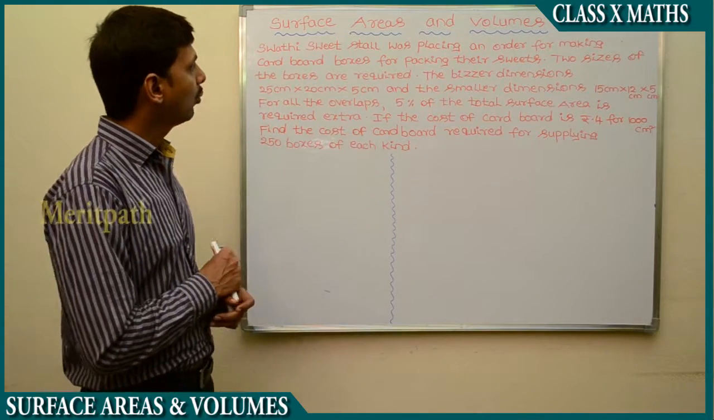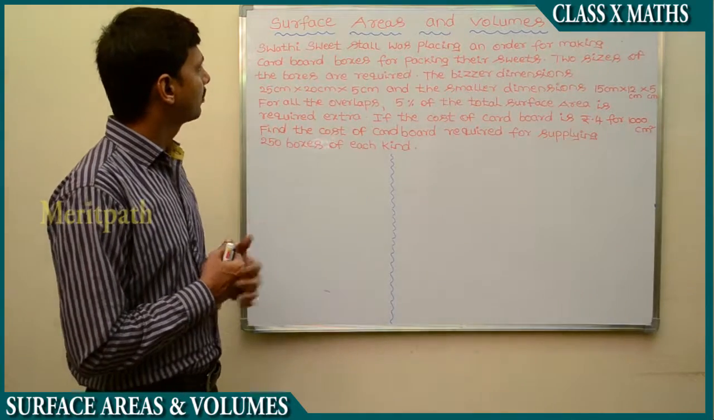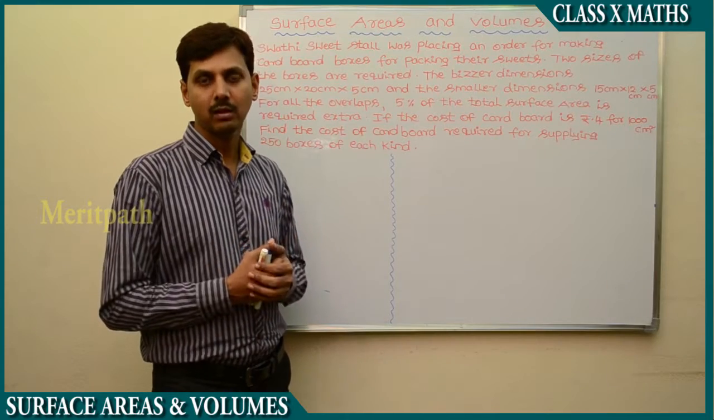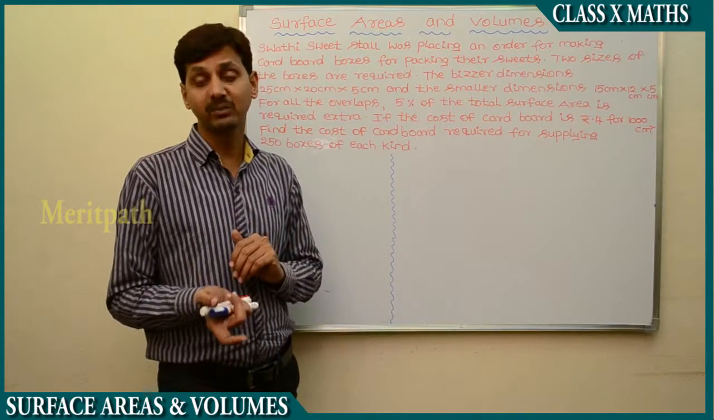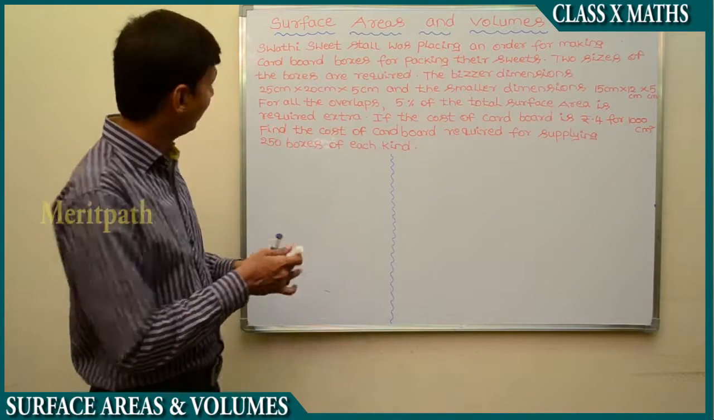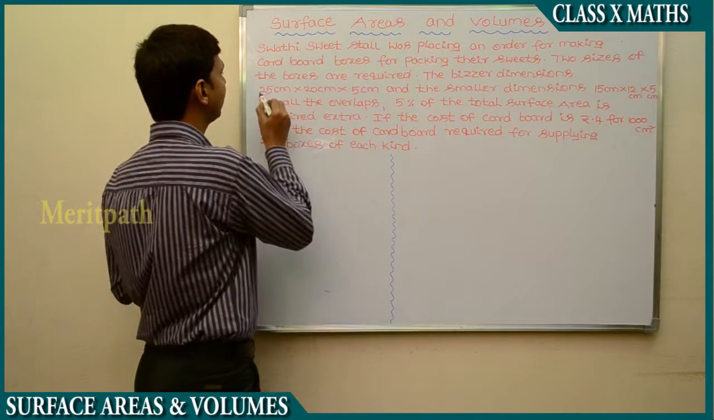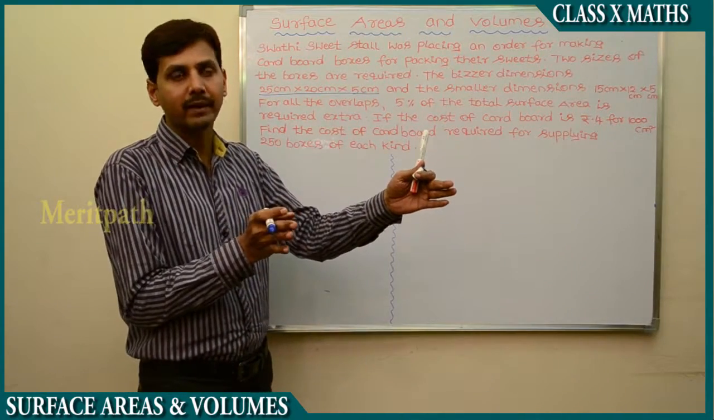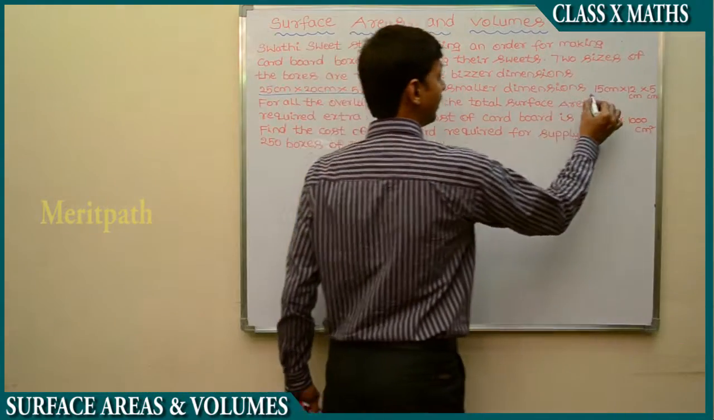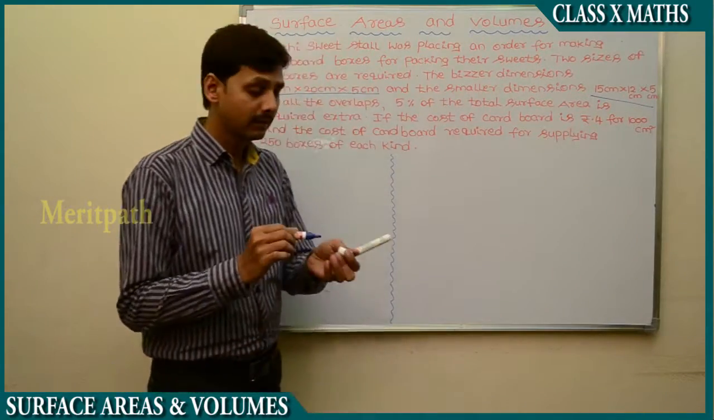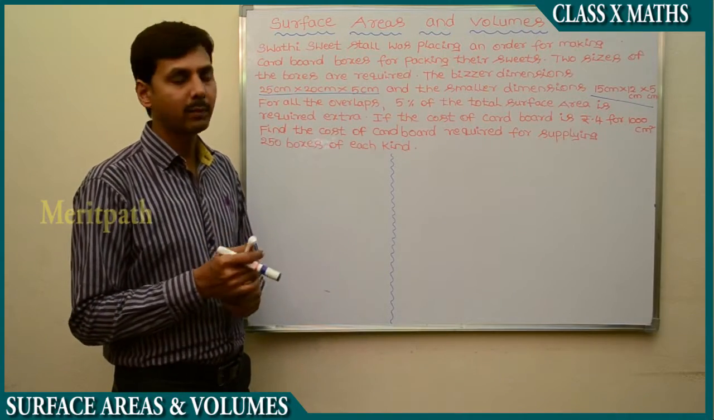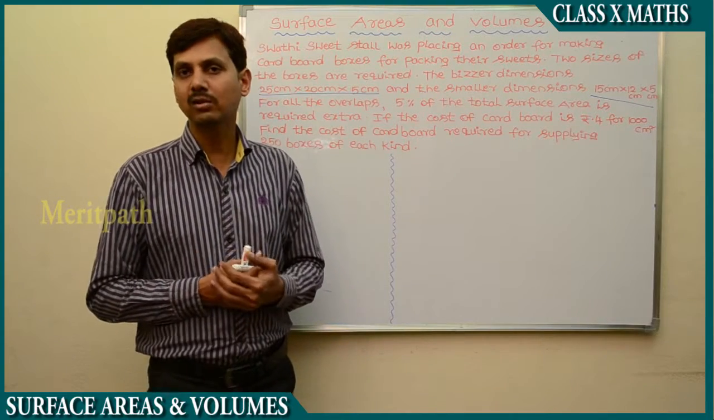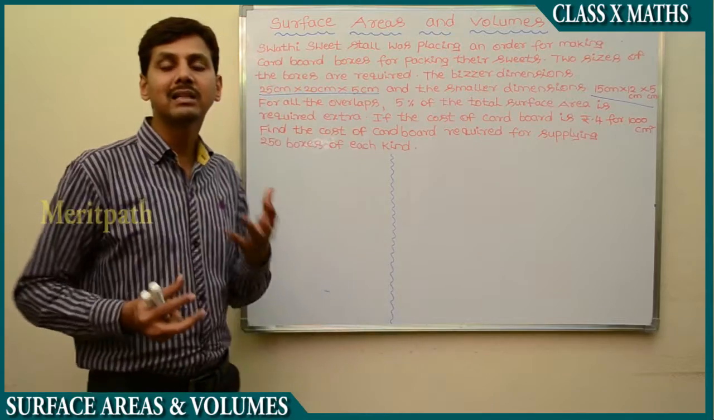So what we understood here is that Swati Sweet Stall is making cardboard boxes of 2 kinds, one bigger and one smaller. The bigger sizes are 25 centimeters, 20 centimeters and 5 centimeters. These are bigger in size, one kind of box they are preparing. And the smaller boxes are 15 centimeters, 12 centimeters and 5 centimeters. So these are the two kinds of boxes they are preparing. And while making these boxes, they need a little extra.